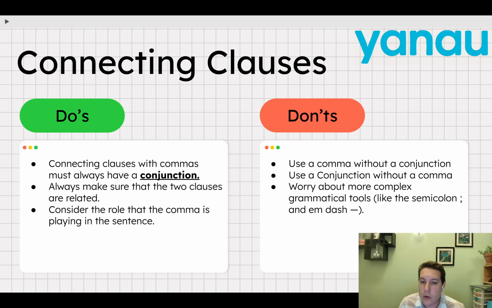Use a conjunction without a comma, okay? Don't do that either. If you have an and, like the example before, I went to the store and I bought some apples, don't have and as a conjunction and then forget to put the comma. And then finally, don't worry about more complex grammatical tools like the semicolon and the em dash. These will come later. Don't worry about them.